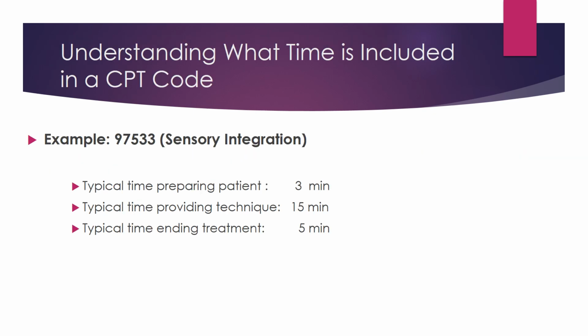Let's take a look at an example. For CPT code 97533, sensory integration, the code includes 3 minutes of pre-service time to prepare the patient, 15 minutes of intra-service time, which is the time we count for billing purposes, and 5 minutes of post-service time to counsel and document. It is important to understand that the pre- and post-service time is included in the codes when monitoring productivity.